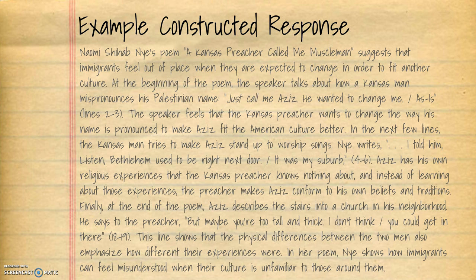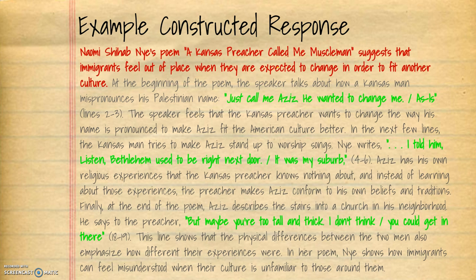What I'm going to do in the next couple slides is draw your attention to where all of the elements I mentioned at the beginning of the video can be found. So the first thing is my introductory sentence. You'll see that I started out my paragraph with my thesis statement. I mentioned the title of the poem, the author's name, and what I was going to try to argue through the rest of the paragraph. I'm arguing that her poem suggests that immigrants feel out of place when they're expected to change in order to fit into their culture. And my 3 examples should support that point in my thesis statement.